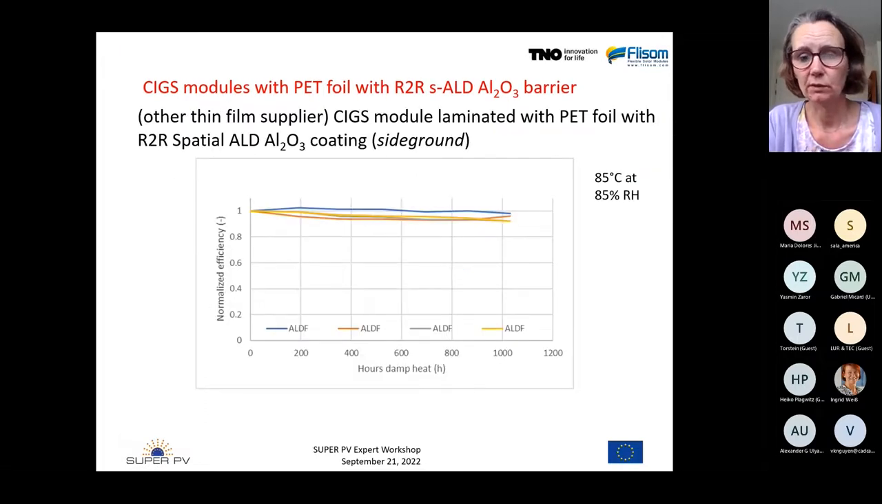This slide shows another result of this ALD layer on a PET foil on another CIGS material. And here we see four different samples and four different lines, which show a stable result. So this was proof enough for us to use this technique.